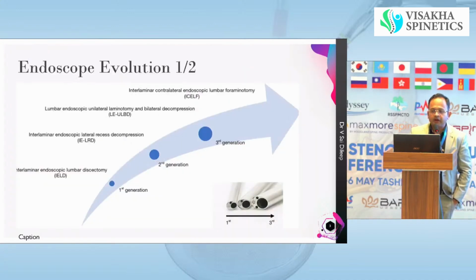The evolution of endoscopic surgery has been mainly because of instrumentation. So we should give big kudos for the new inventions by the great teachers. Our forefathers of endoscopic spine surgery fought to create new instrumentation. The journey started with interlaminar endoscopic lumbar discectomy by Professor Rutten. It has slowly gone over to endoscopic lateral recess decompression.